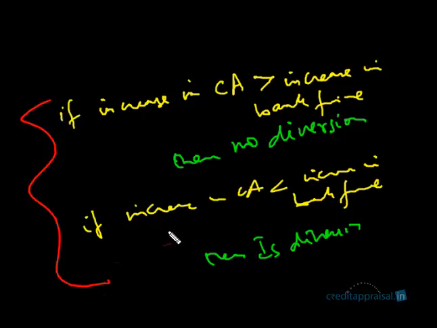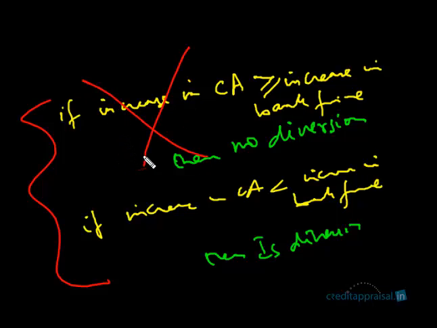Just now we've seen a simple example where the increase in CC was 20 lakhs and the current assets increased 20 lakhs, right? So I think we have to slightly modify this to greater than or equal to. In the earlier case, we said this is 20 lakhs and this is 20 lakhs, so no diversion of funds. This is okay. But the first point you have to understand is that, when defining diversion of funds, this is not acceptable.